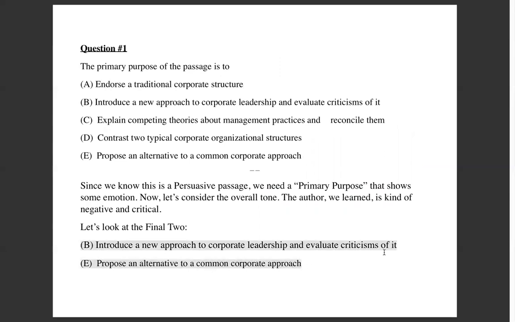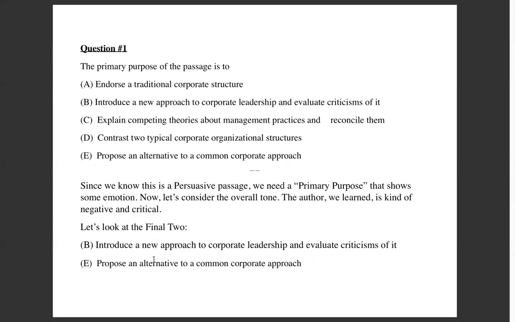So I'm actually going to read both of them. B says, introduce a new approach to corporate leadership and evaluate criticisms of it. Here's where your sentence correction skills can come into play. "It" is a singular pronoun. And here, the antecedent, what do you think it is? Probably criticisms of this new approach to corporate leadership. So introduce a new approach and evaluate criticisms of this new approach.